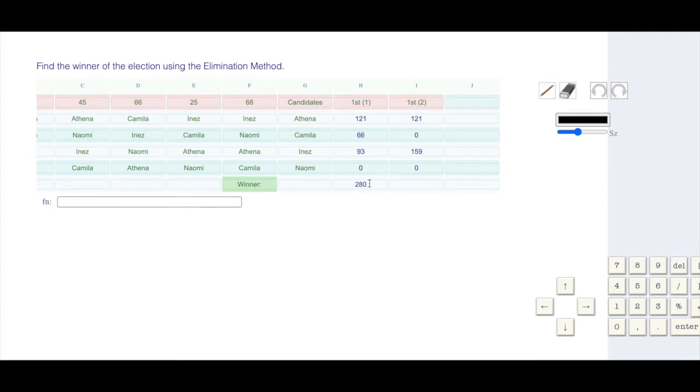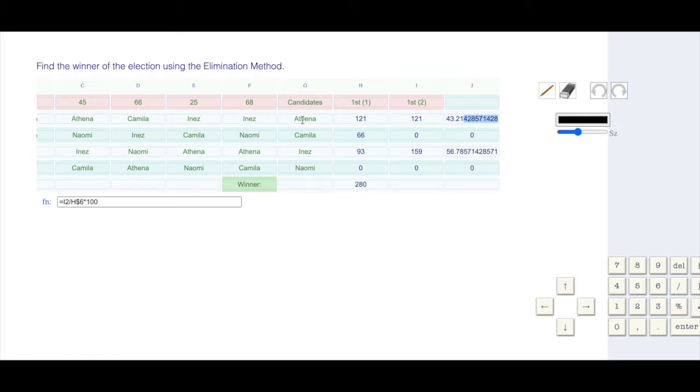If we have 280, let's just see. This is going to be 121 out of the 280. I want to lock onto the H6 horizontally. I'm going to put a dollar sign between the H and the 6. Then multiply by 100 to make it into a percent. Then I'm going to fill that down.